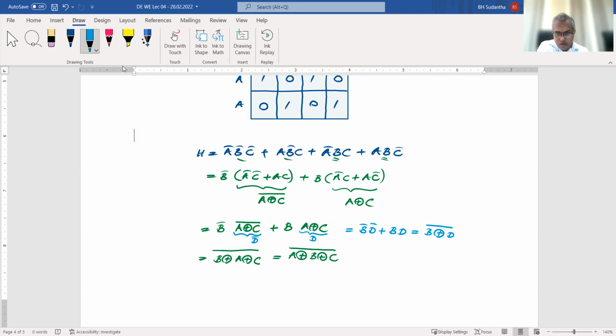D. Then you can replace D by exclusive C. Then this is B exclusive O. For D, you can put A exclusive OC like that.